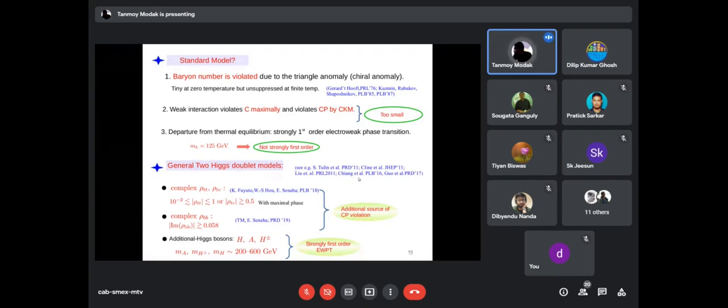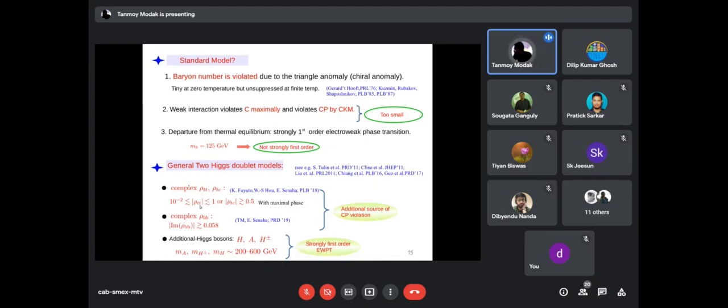It has been discussed in the literature that it can do it. It can account for the observed baryon asymmetry of the universe. For example, in these two papers, it has been discussed that the coupling rho tt. So these are some Yukawa couplings. I will define what they are.